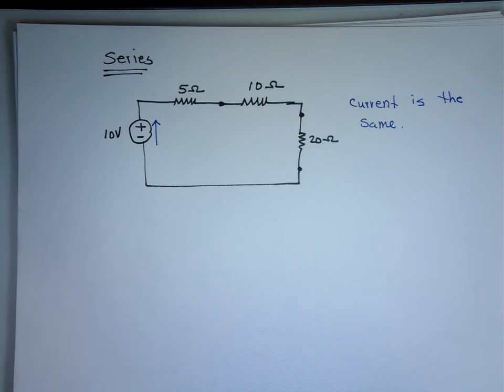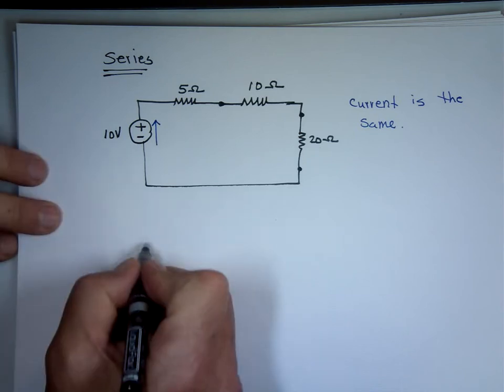So if I take a simple circuit like this, I'll just use one resistor for now.